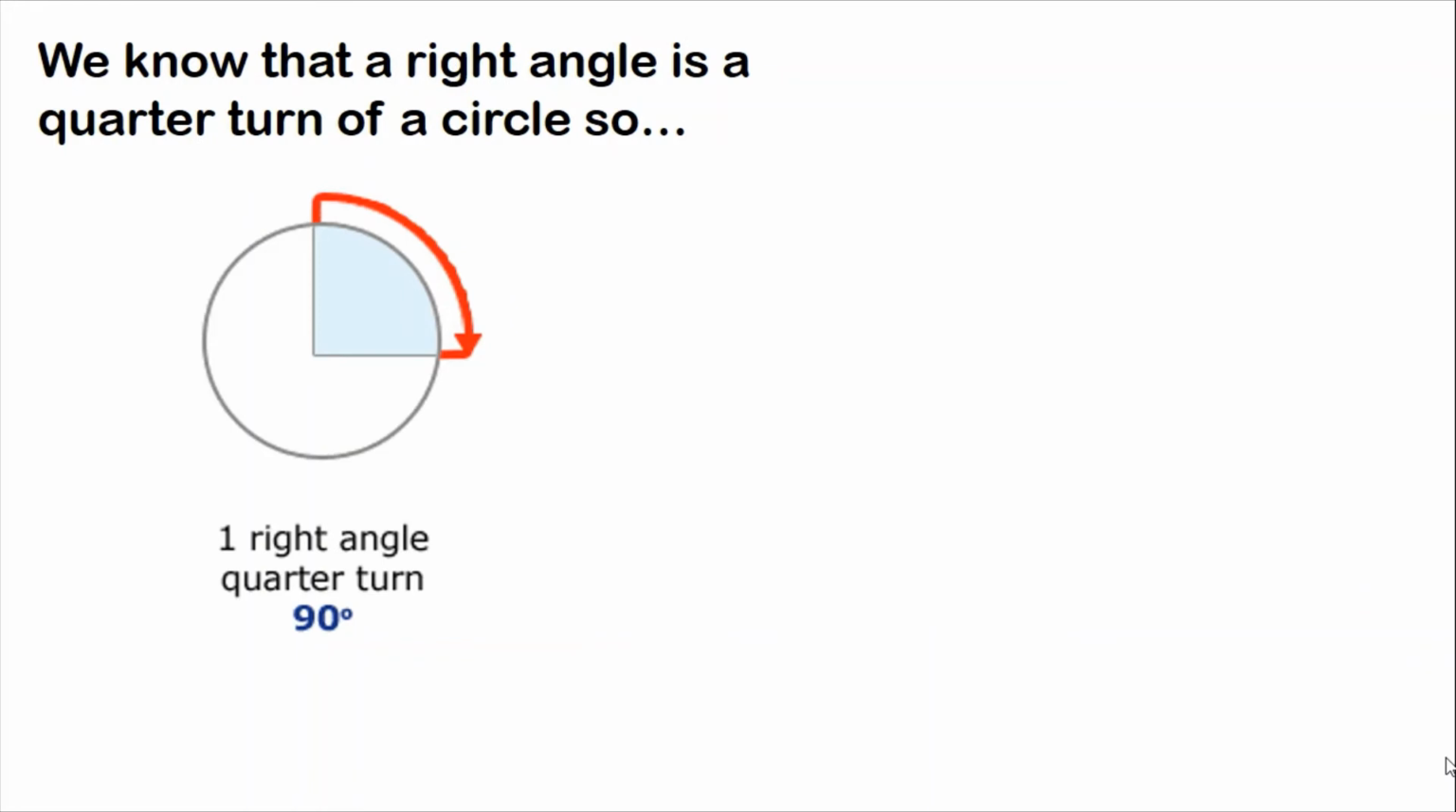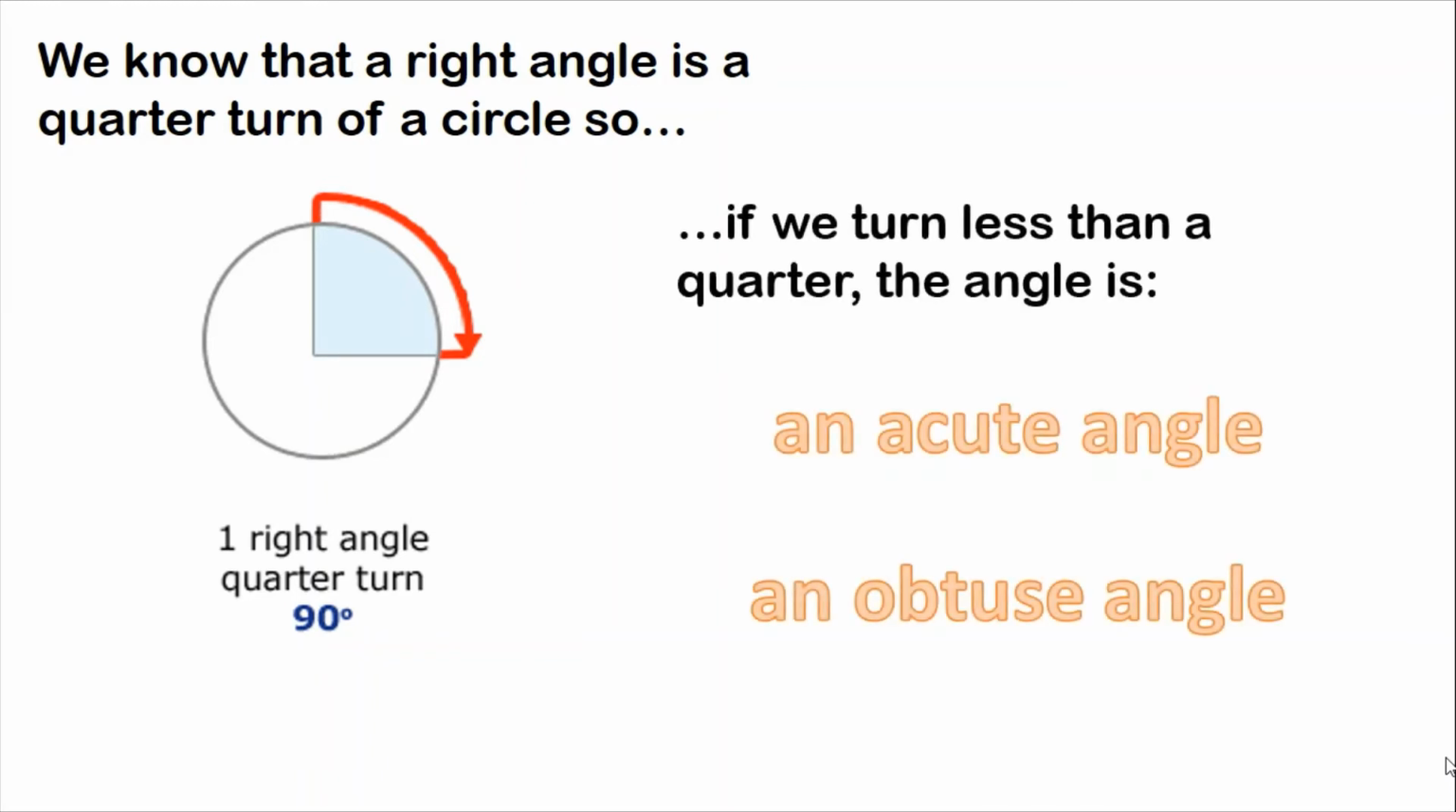So we know, as we've just done for the last two, that a right angle is a quarter turn. So if we turn less than a quarter, the angle is acute or obtuse. Have a think, pause if you need to, and I will count down from 5.